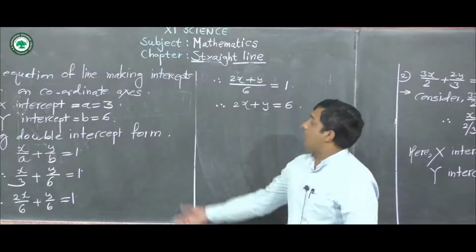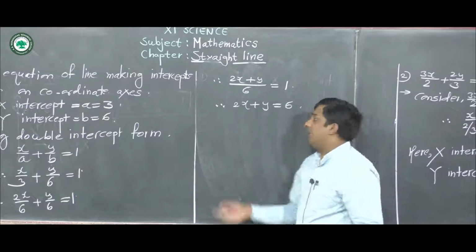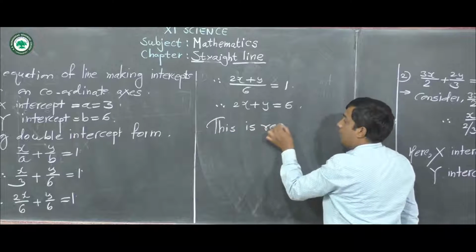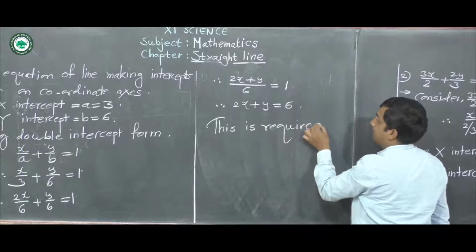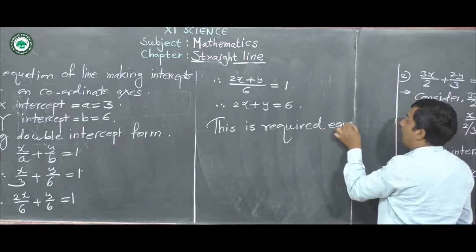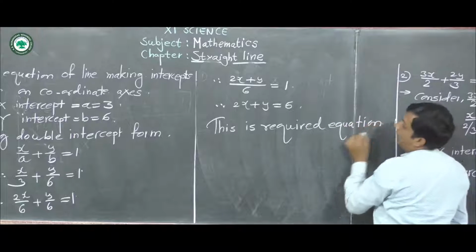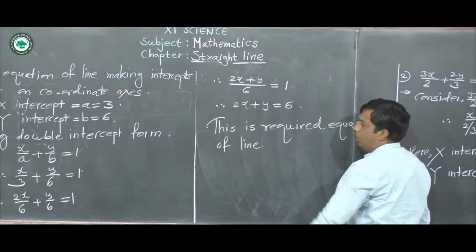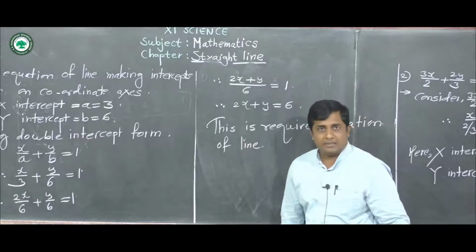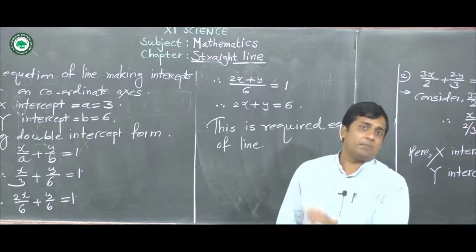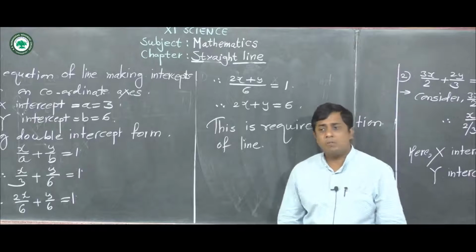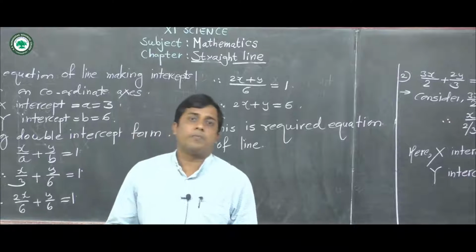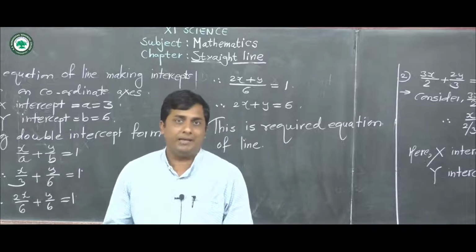So using our double intercept form, we find the equation of the line. This is the required equation of line. So it is a very interesting part, and very simple examples in that. Okay, so this is one of the standard forms of the line.